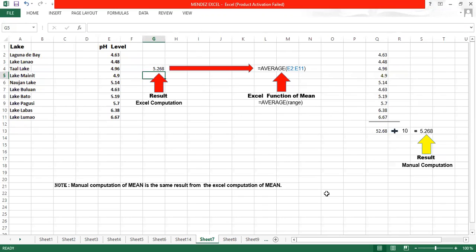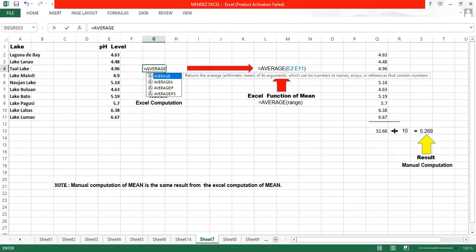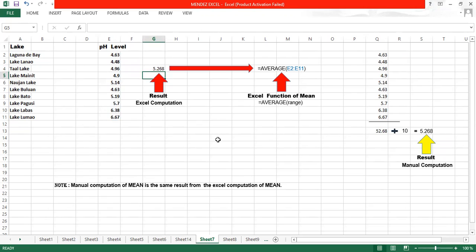Let us assume that we don't know the result yet. These are the highlighted cells and this will also be our range. We type equals AVERAGE, open parenthesis, our range is E2 to E11, then close parenthesis, then press enter. So the result is 5.268.